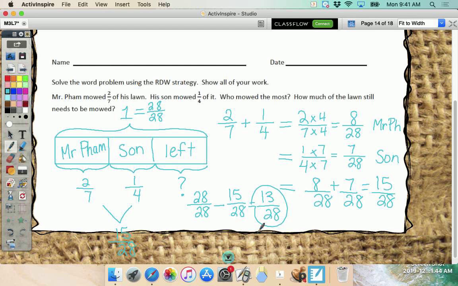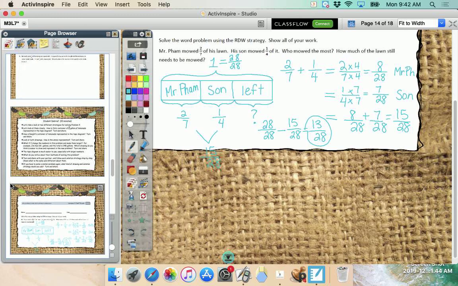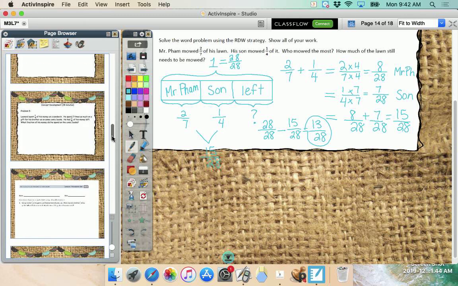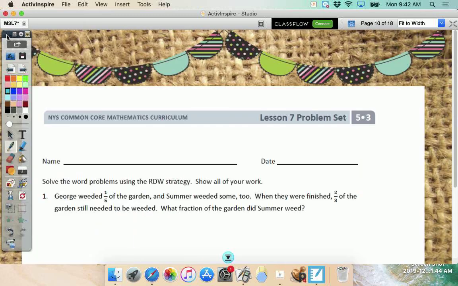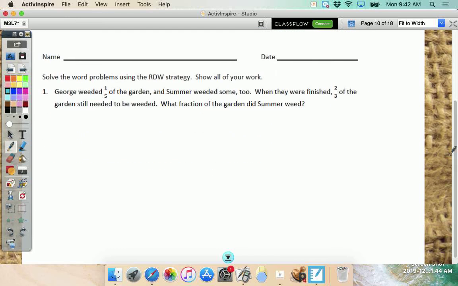Okay, so now I'm going to go back and I want to do the very first problem on the problem set. So take your problem set in front of you, go to the very first problem. This is very similar, but not exact. And it's getting our brains to think.